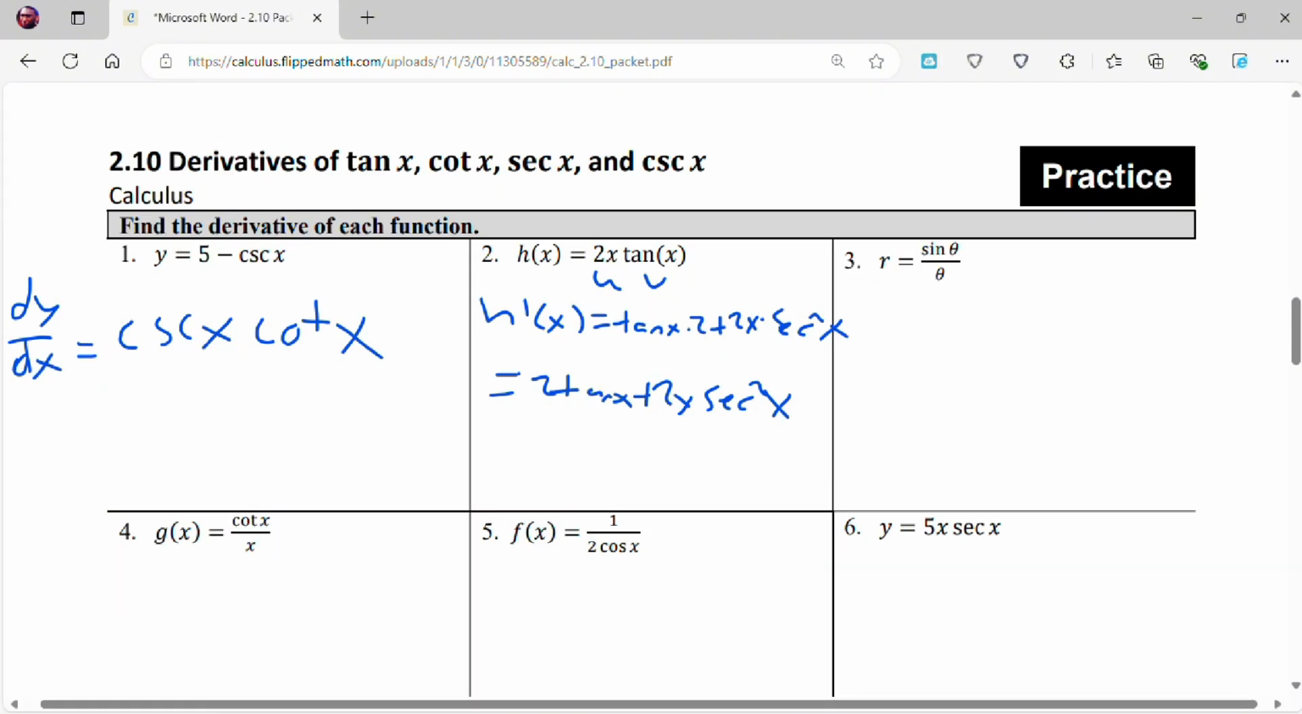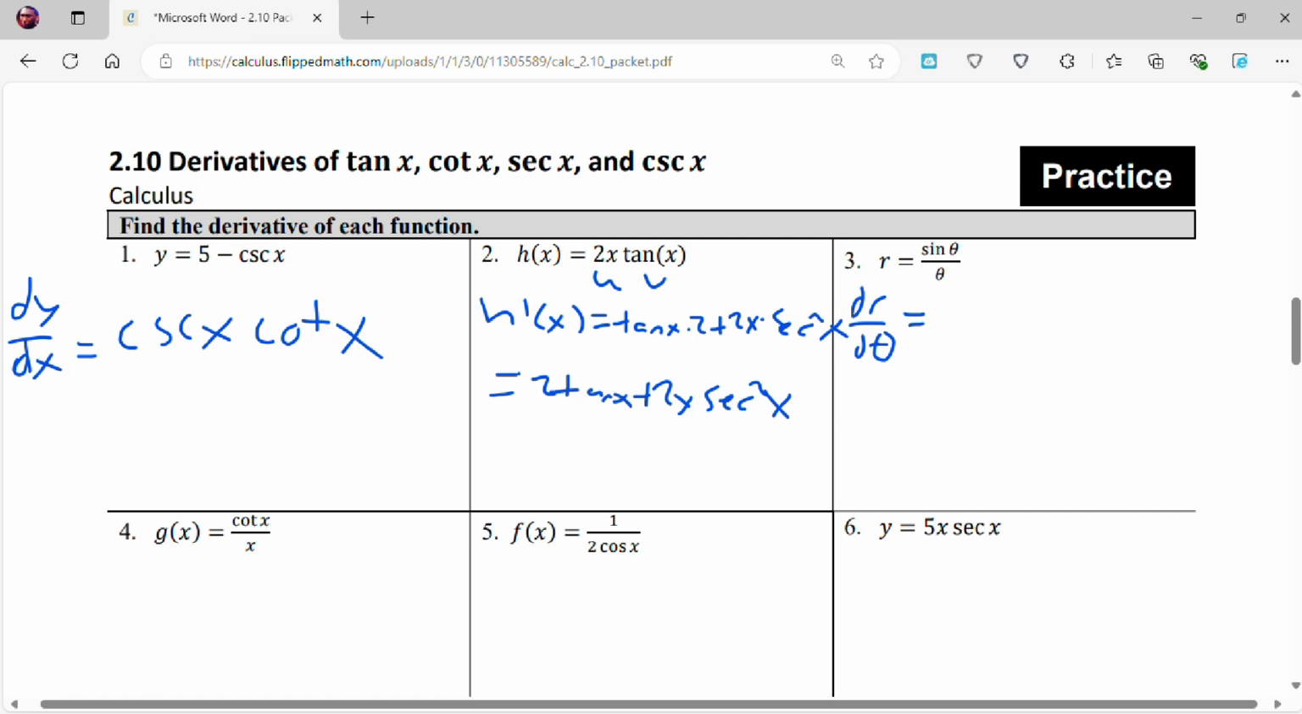Next one. We have r equals sine theta over theta. I'm not sure why this question is in here, as you guys haven't learned related rates yet, but I'm just gonna tell you that it's just dr over d theta, right? So we're gonna find a derivative with respect to theta.